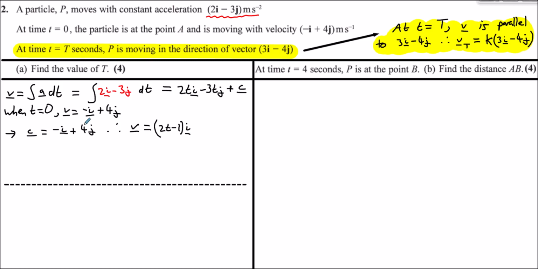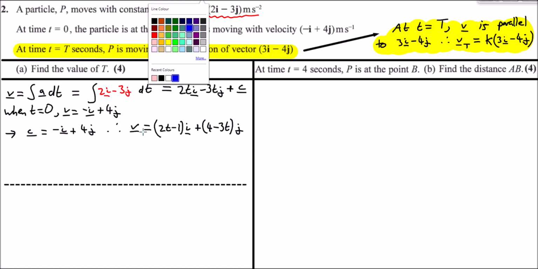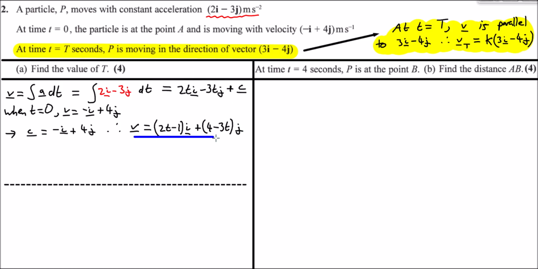And then the j components, I've got a positive 4j here minus a 3tj there. So for the j components I can factorize out the 4 minus 3t, then put j. So that's quite useful, and we can now use this to do the next part of part A. We now need to find the value of t itself.